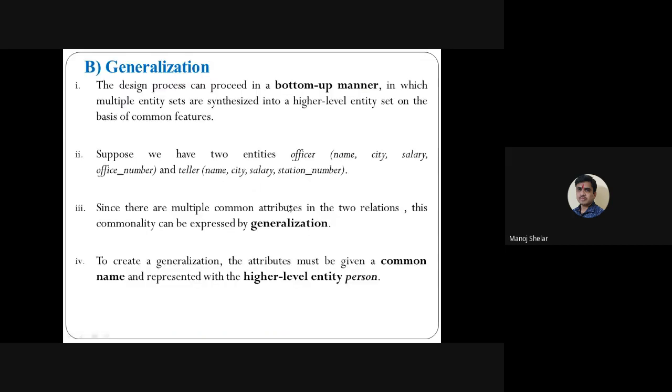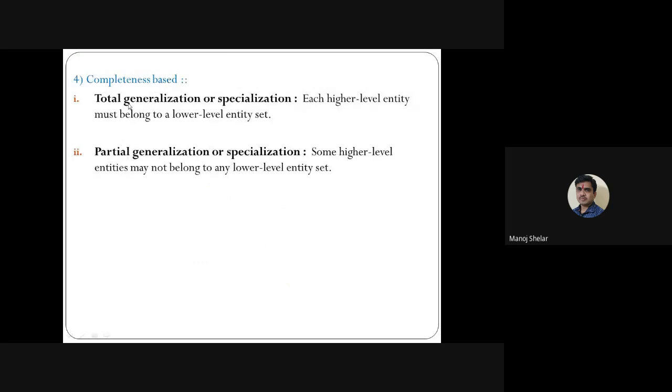So the point is total generalization or specialization versus partial generalization or specialization. Simply, total means each higher level entity must belong to a lower level entity set. Partial means some higher level entities may not belong to any lower level entity set. This is total and partial generalization.